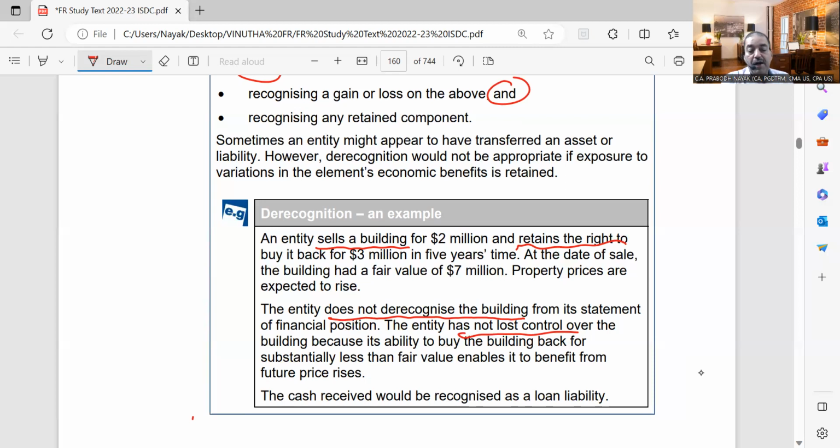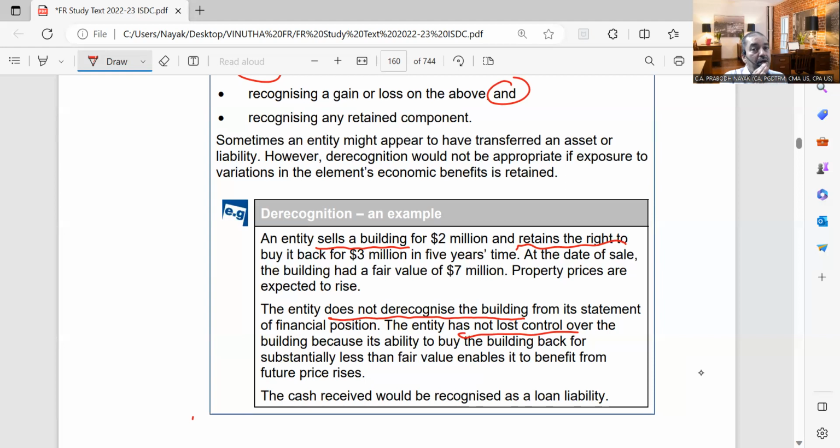At the date of sale, the building had a fair value of $7 million, and property prices are expected to rise. So tomorrow, if you want to buy back, as of now, the value of the property is $7 million, and property prices are expected to increase. So within 5 years, when you want to buy back, that $7 million will become $9 million. But you have got the right to buy it back for $3 million because that is the agreement you have made. Whatever price is declared in the agreement will be full and final. So even if the value of the building goes up to $10 million, you have the right to purchase it back for $3 million.